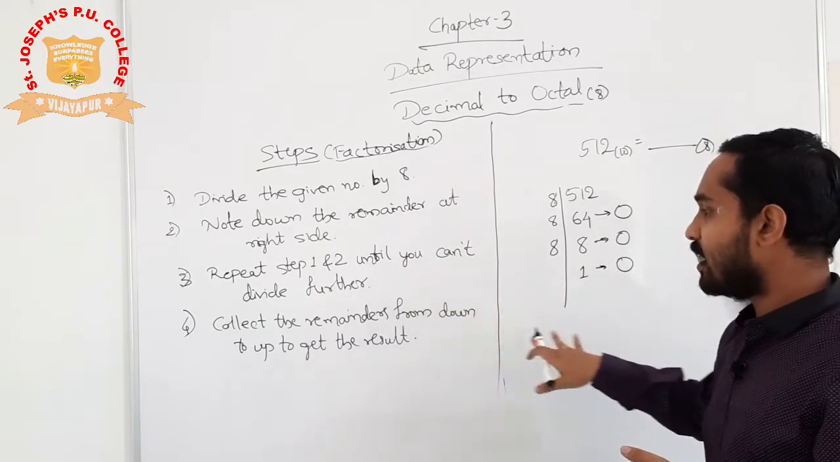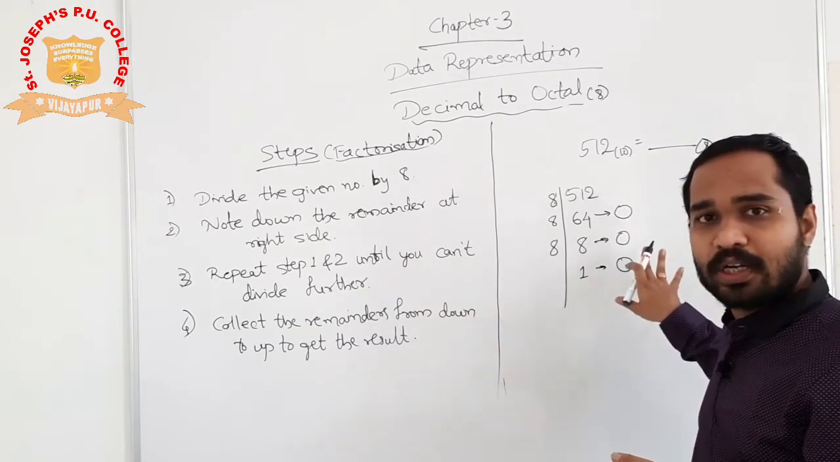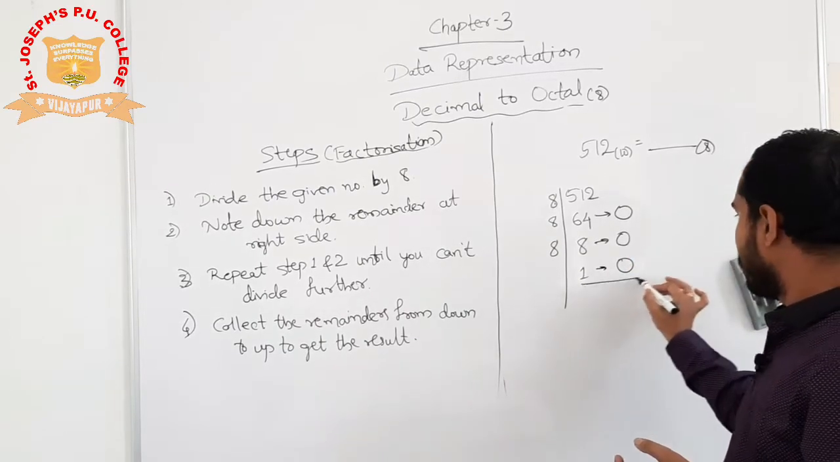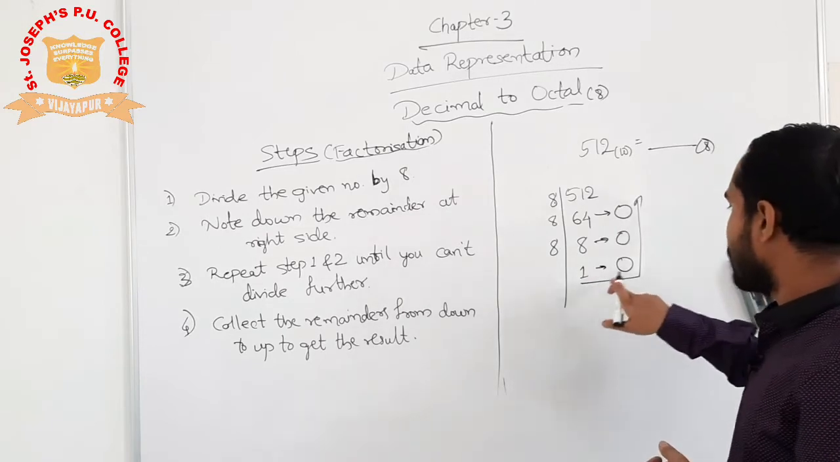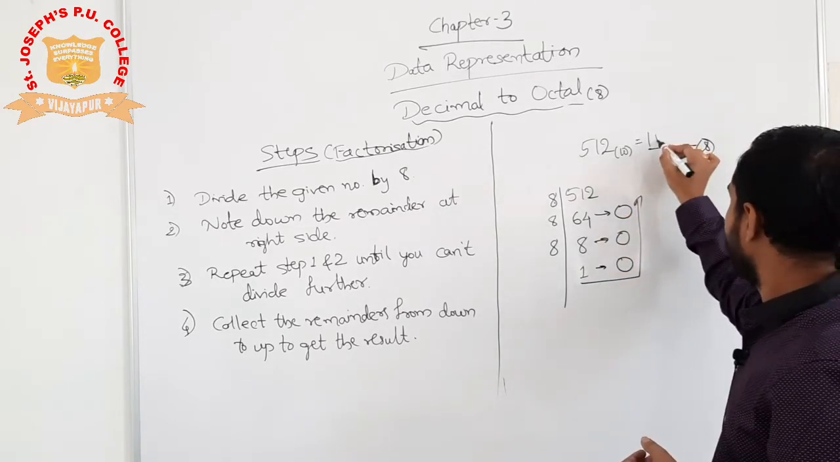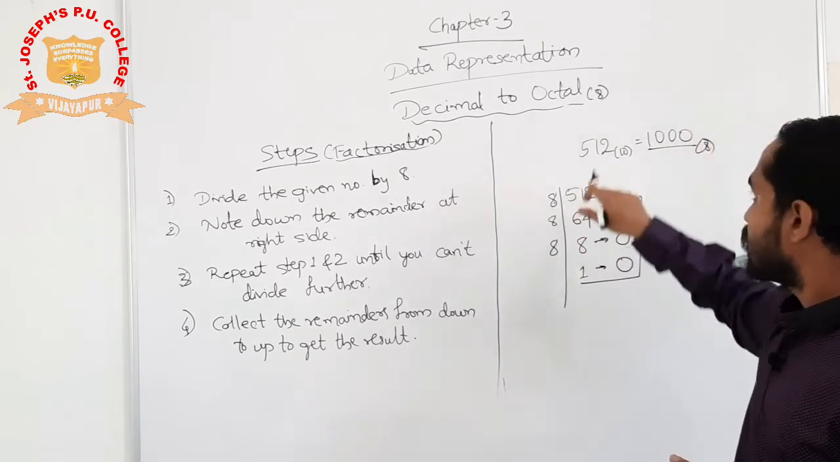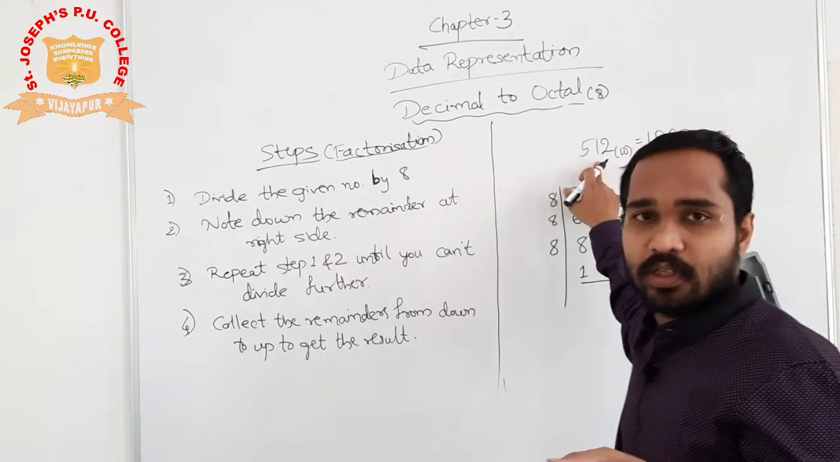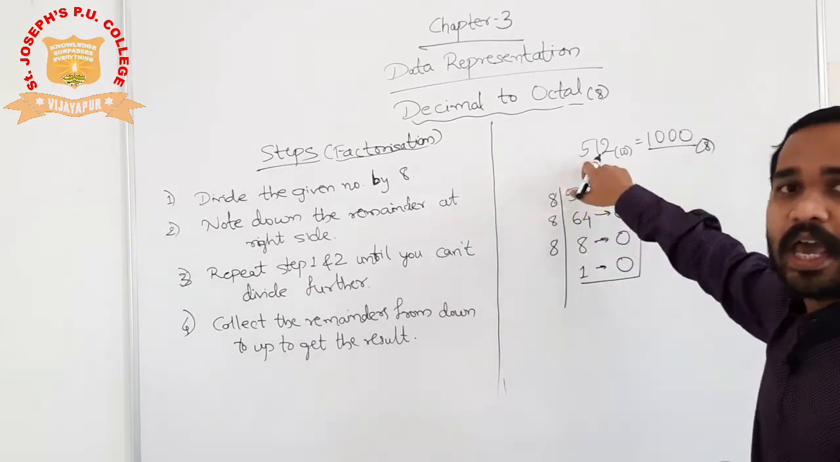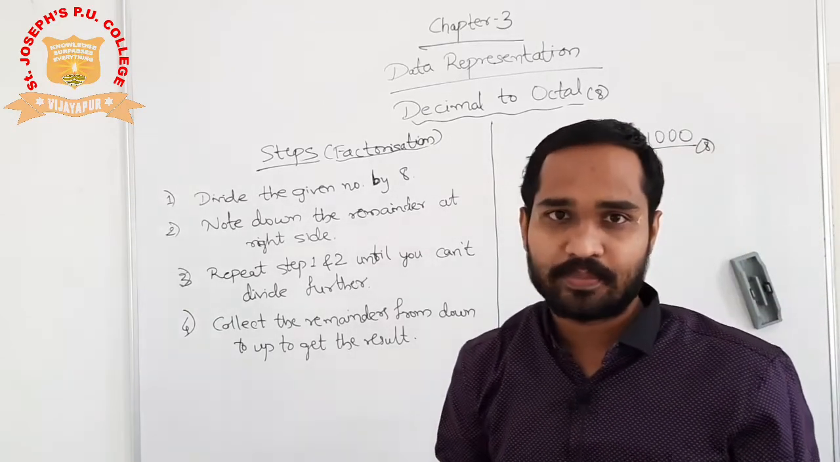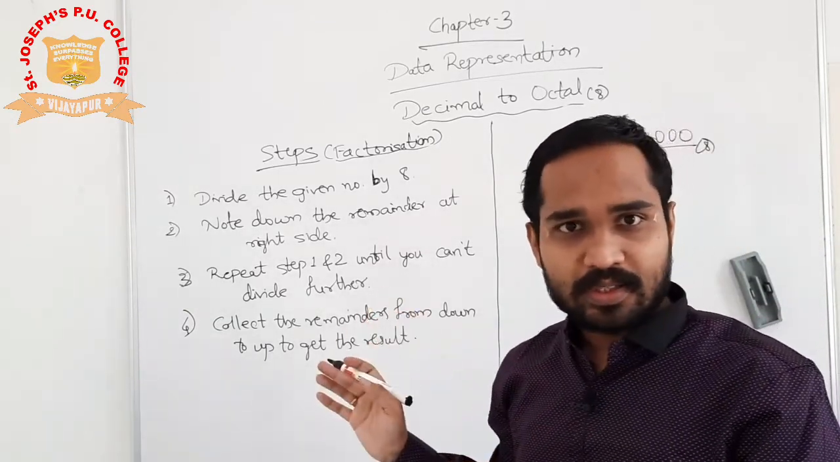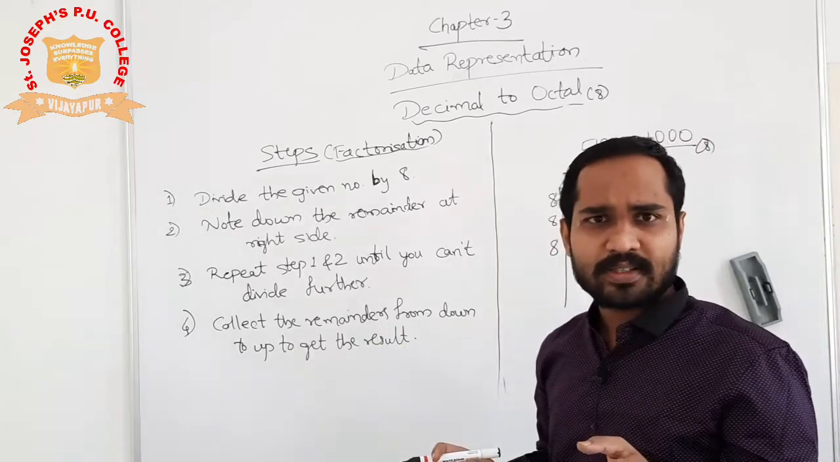Then collect the remainders from down to up. How did you collect the remainders in binary? This is the way, isn't it? Collect 1 0 0 0. So what happens to be 512 in your decimal number system happens to be 1000 in the octal number system. Are you clear with this? Can we try one more example?